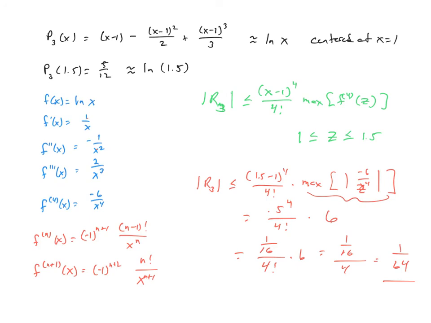Now the other thing this tells me is that I can now say that the natural log of 1.5 is going to be between two values. The natural log of 1.5 is going to be between 5 over 12 minus 1 over 64, and less than 5 over 12 plus 1 over 64. And that would be my interval: the true value for the natural log of 1.5 is going to be between those two values.